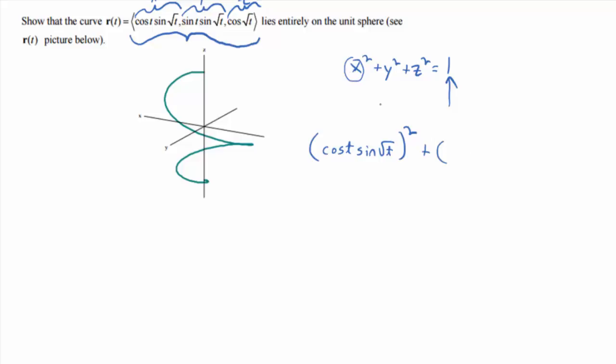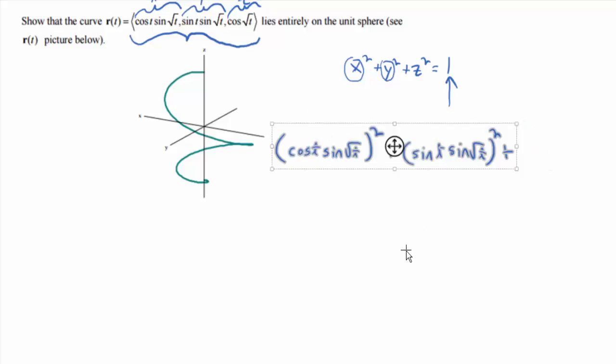And then the y component, what am I plugging in? Sine of t and sine of root t. So that's the y component, and I'm squaring that. And then the z component, I'm just plugging in cosine of root t for z. So I get cosine root t, the whole thing squared. And I just need to show that that equals 1, and I'm done.